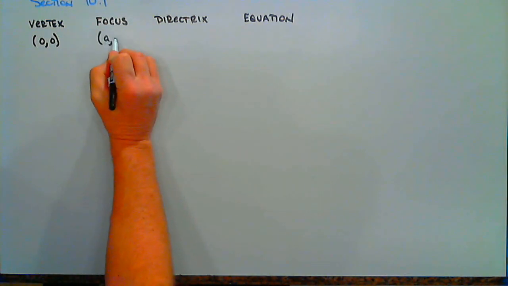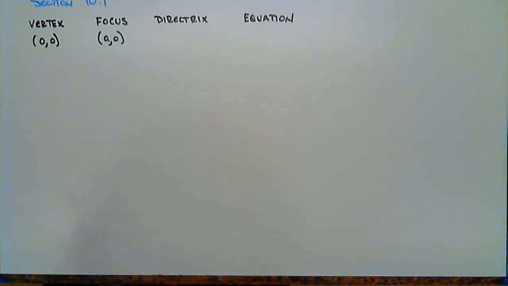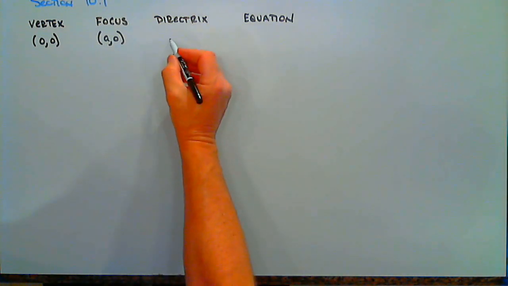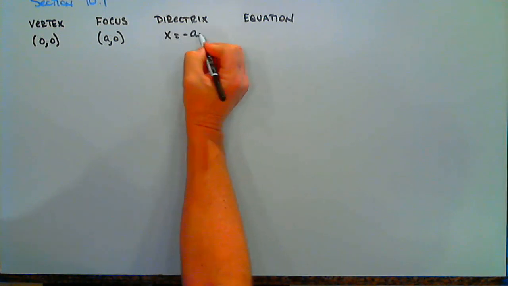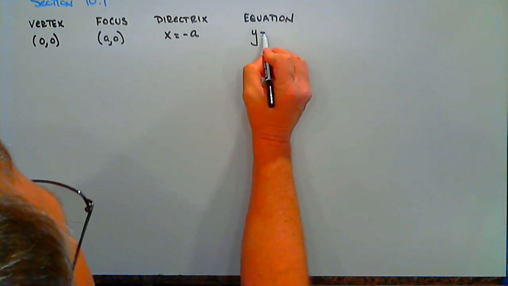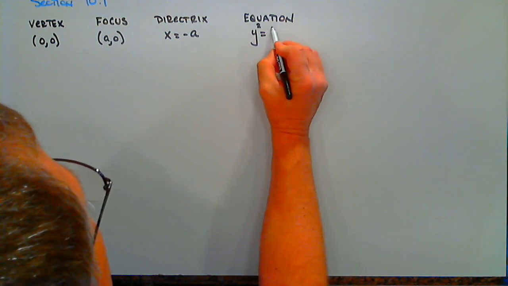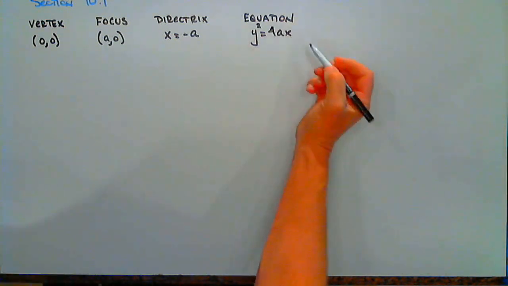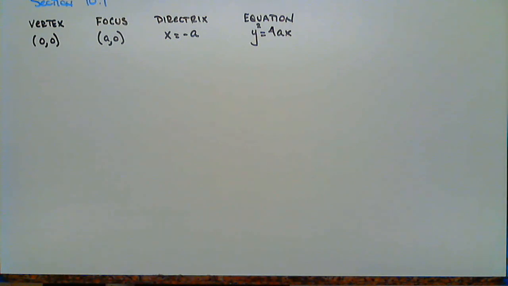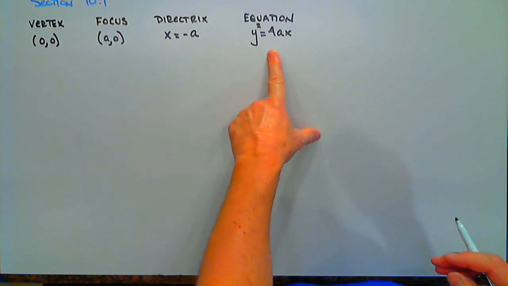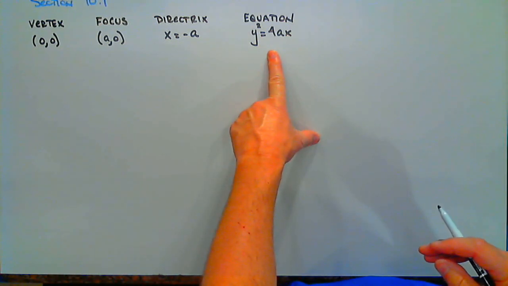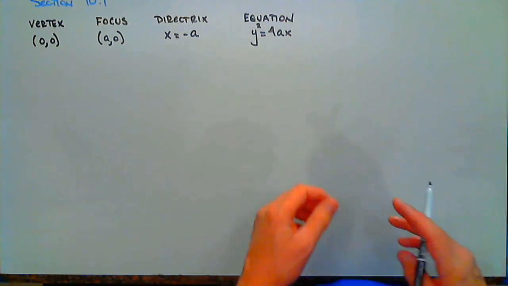Our focus is (a, 0). This is our theorem. In case this looks familiar, this is the theorem we wrote down. Our directrix, of course, in that case was x equals negative a. And we said our equation is y squared equals 4ax. Now, I didn't make a big deal out of this until now, because now is when I wanted to bring it up. In Algebra 2, we didn't solve for the square, did we?